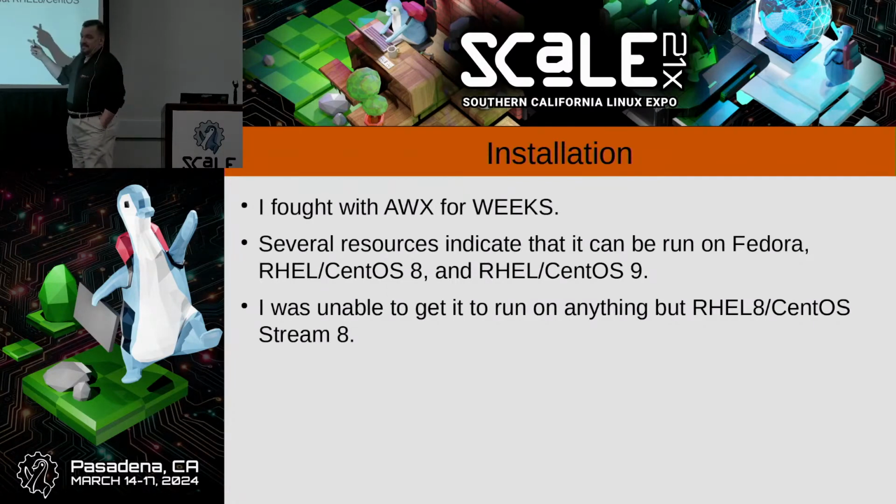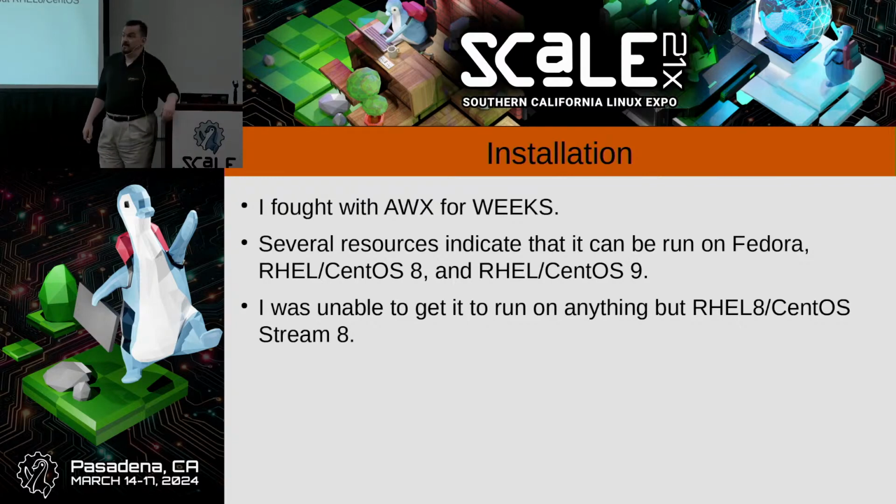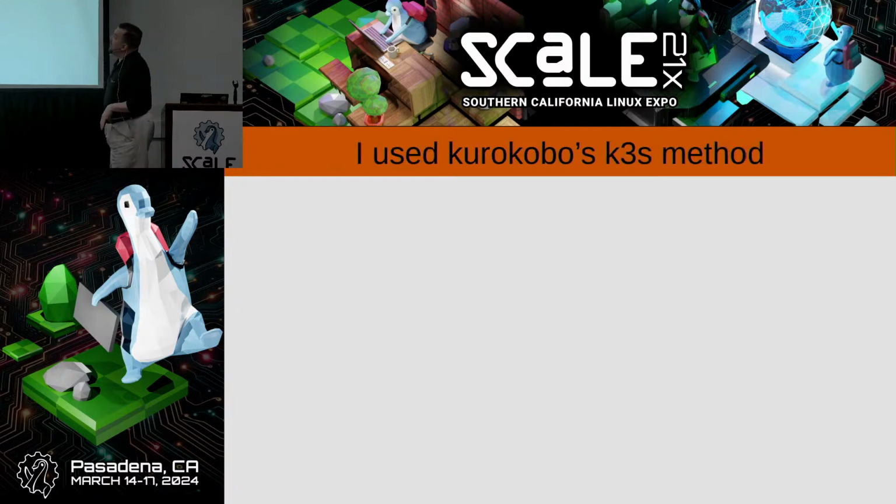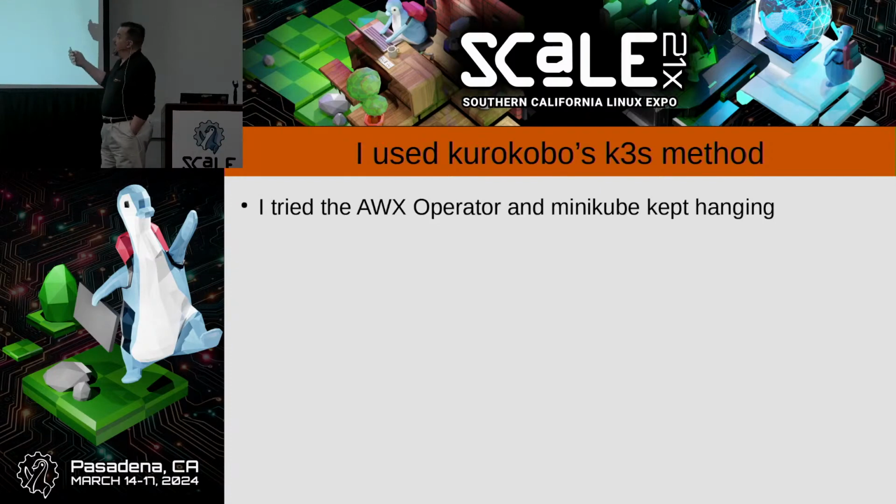I literally did not get my final slides done till last night because it was just failing and failing and failing. And I was seriously at the point where I was like, I may have to just cancel this talk because I couldn't get the demo to work. I finally settled on using CentOS Stream 8, and that seems to be the most stable build. And using the k3s installation just worked, so that's what I did. I used Kurokobo's k3s method.